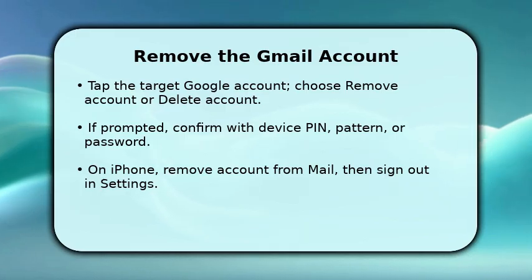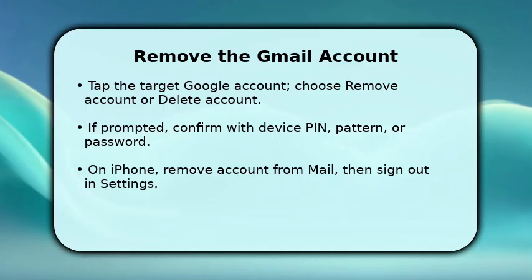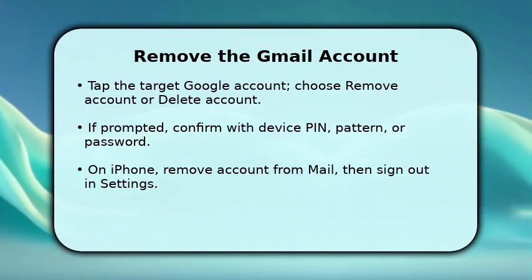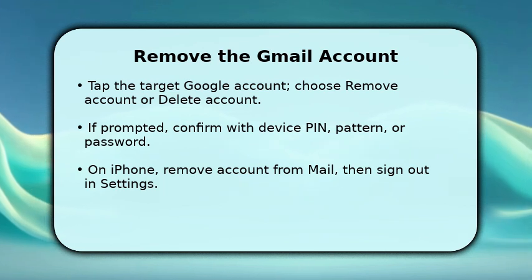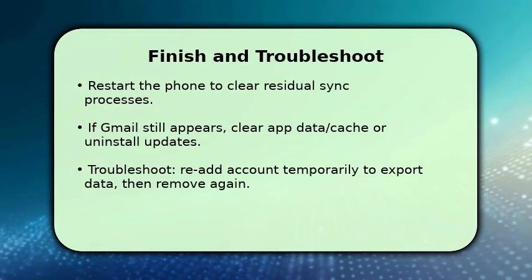For iPhone users, you remove the Gmail account via Mail or Accounts and Passwords and sign out in Settings. Once signed out, Mail and associated app sync stop. Make sure you understand which data stays in Google Cloud versus local storage. Finish by restarting the phone so background sync processes stop and the system refreshes account lists.